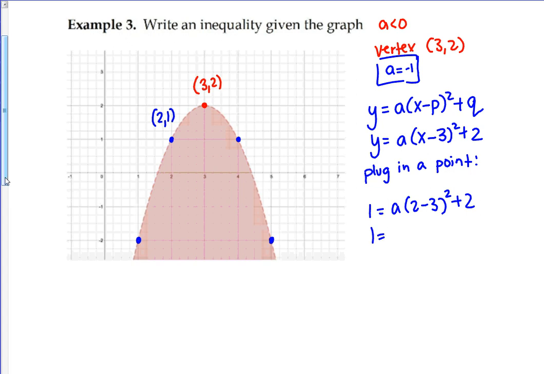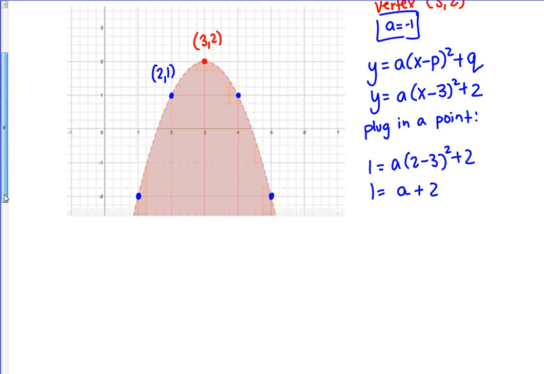2 minus 3 is -1. Squaring it, just 1. So 1 is equal to a plus 2. Subtract 2 over, and we get -1. So you can solve algebraically for your a value if you didn't just figure it out. And then we can write our inequality.